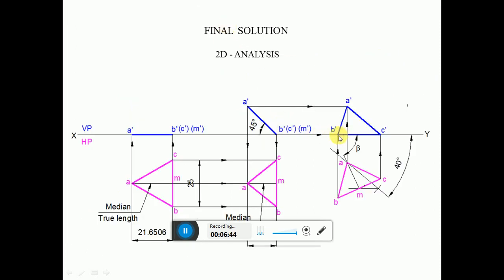So how do I know that our problem is right? One of the sides is resting on HP, that is B dash C dash. The median is inclined at an angle of 40 degrees to VP, and the surface is inclined at 45 degrees to HP, and this is the equilateral triangle of 25 mm side. This is how we will analyze the problem.